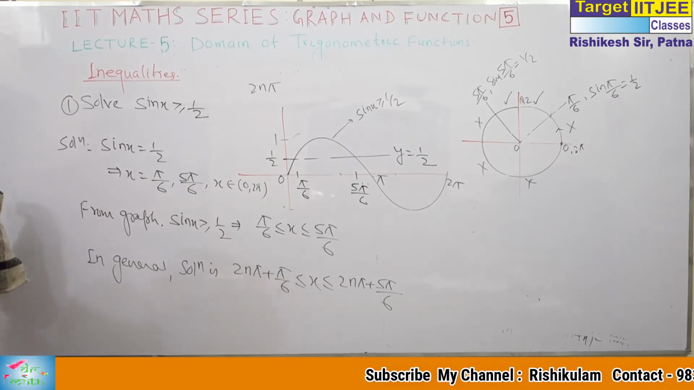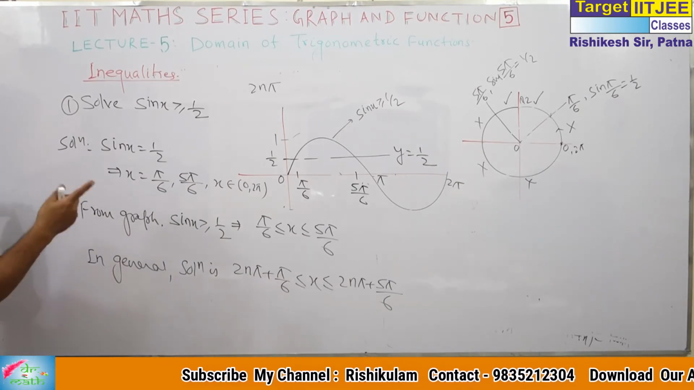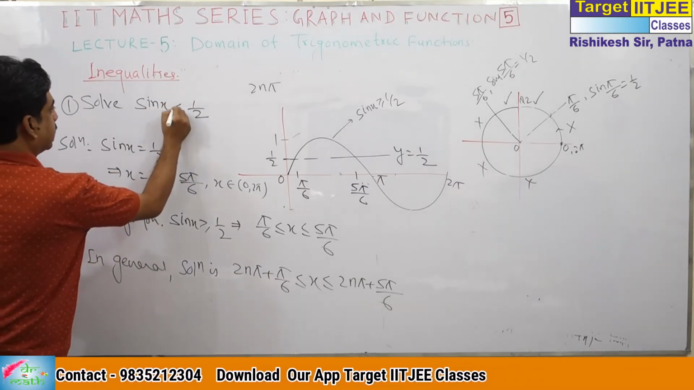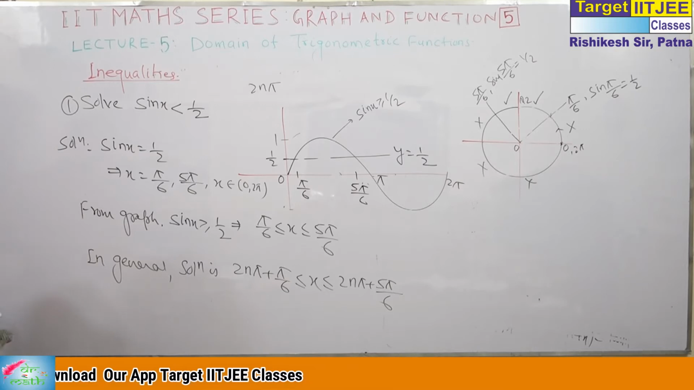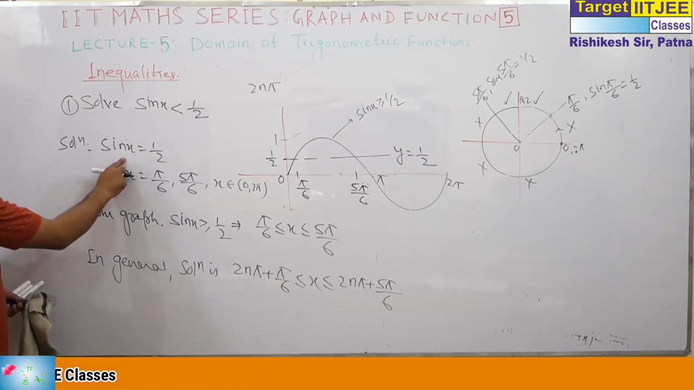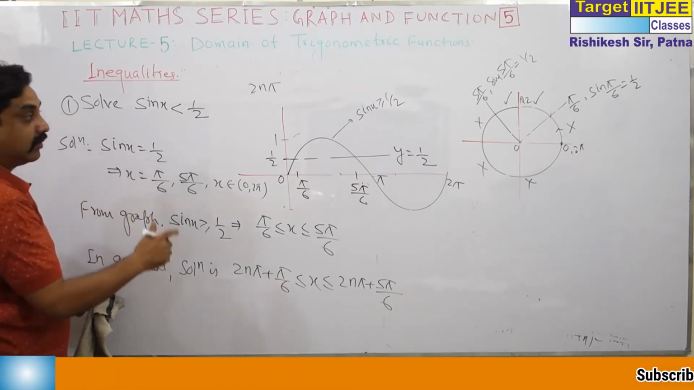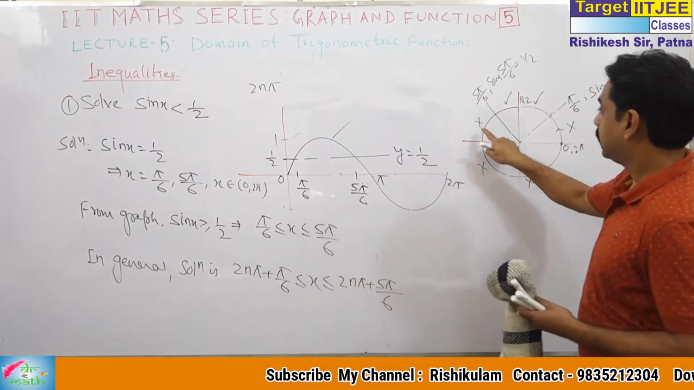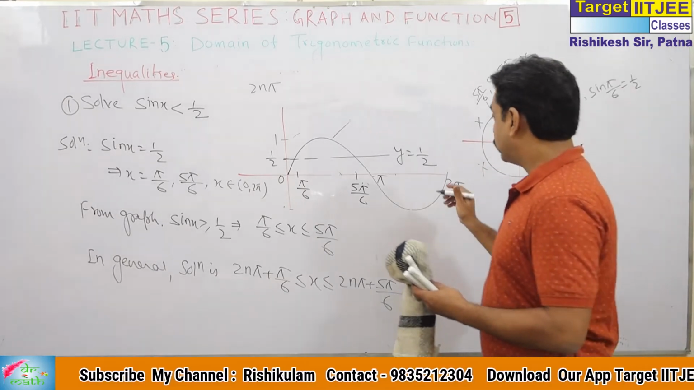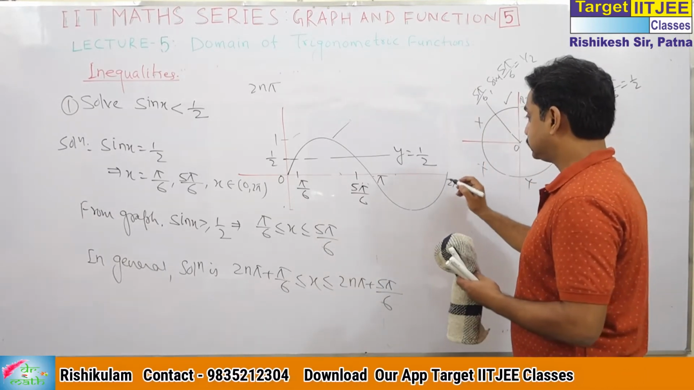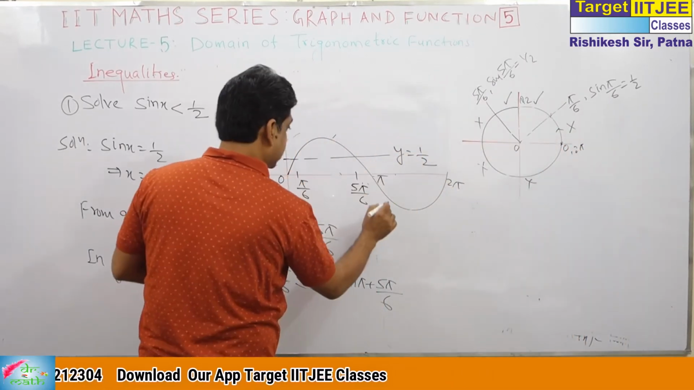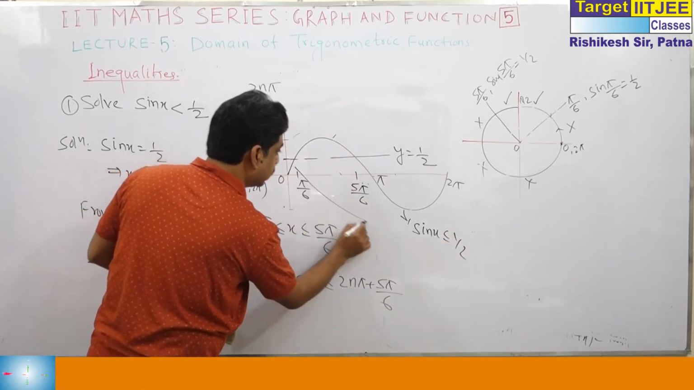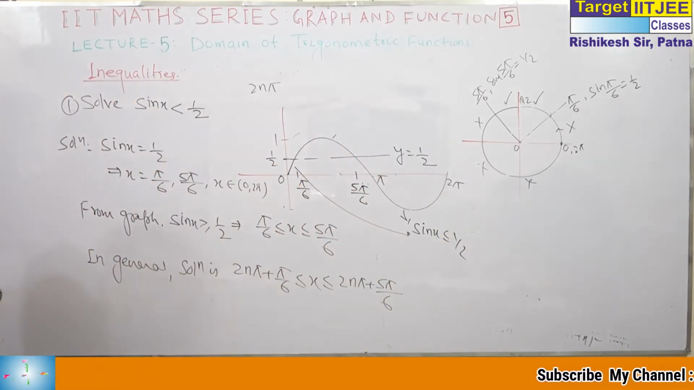But I come to the next one. The question is now the next one, very much related to this. Now solve sin x less than 1 by 2. Now see, you can see this is the same. This time we have to take this portion, the one less than 1 by 2. If we go through this, we have to take this one. This portion, sin x less than or equal to 1 by 2.